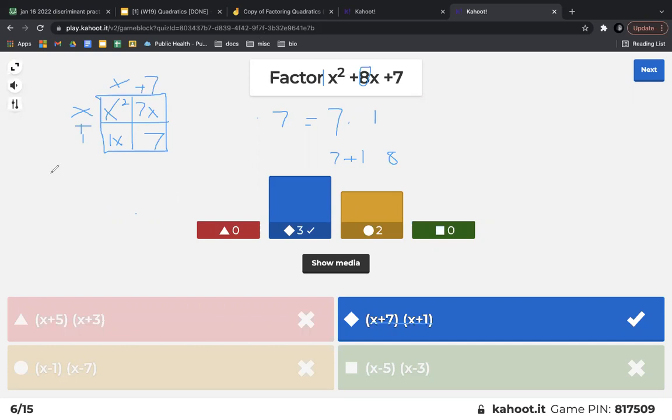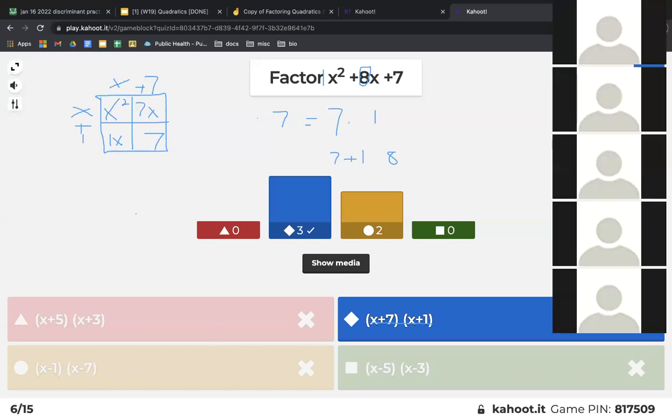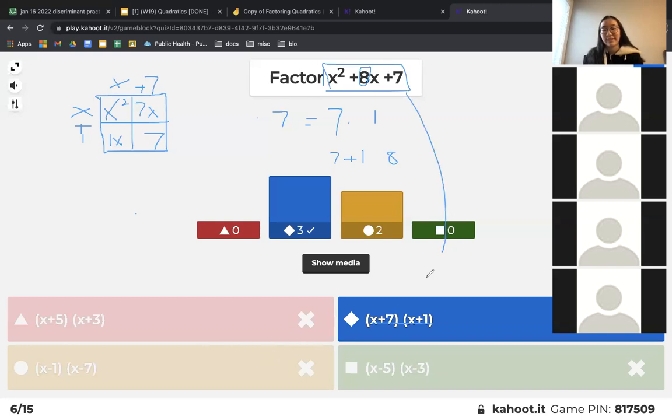And once you've got more experience, you can kind of ditch the box method. It's just a helpful thing for when you're starting to learn this. But when you have years of experience, you can just look at this problem and instantly know how to factor it into this. You just know that the last numbers have to multiply to 7, and then they have to add up to 8. The box method is just an easy way to visualize how this works.